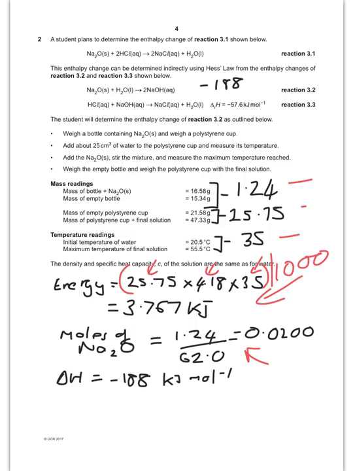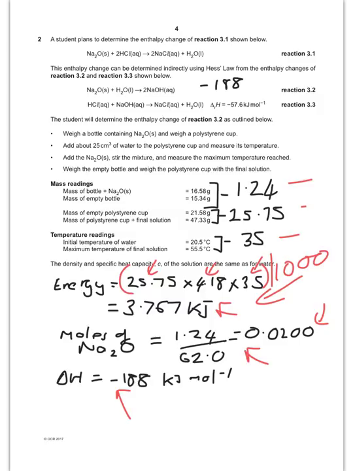Then work out your moles of sodium oxide, which you've got. Molar mass of sodium oxide is 62. So 1.24 divided by 62 gives you 0.02. And then you pop that number over that number. And remembering it's an exothermic reaction because your temperature went up, so you need a minus sign there to give you minus 188 kilojoules per mole.